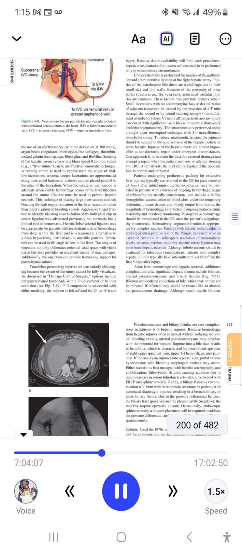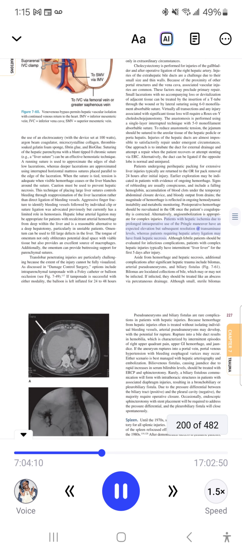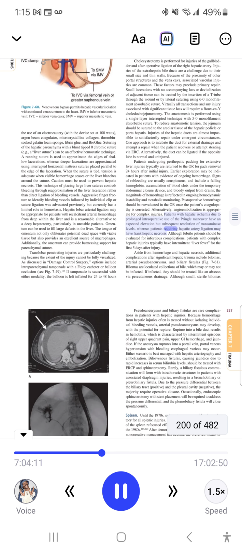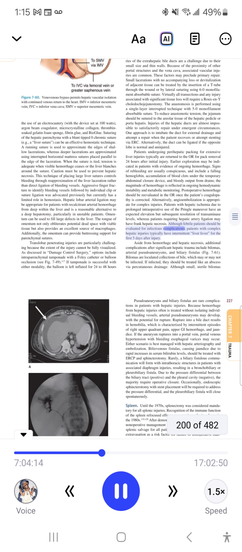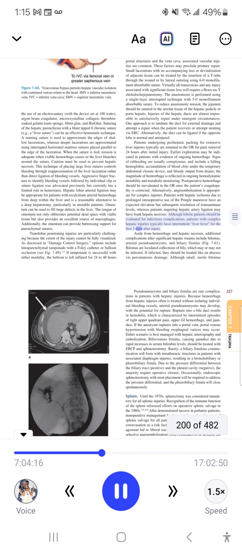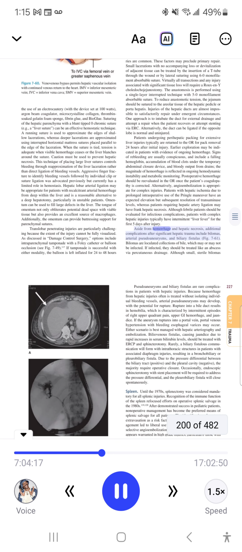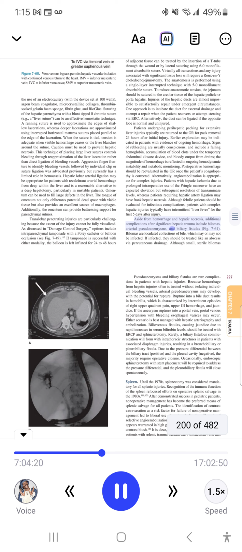Patients with hepatic ischemia due to prolonged intraoperative use of the Pringle maneuver have an expected elevation but subsequent resolution of transaminase levels, whereas patients requiring hepatic artery ligation may have frank hepatic necrosis. Although febrile patients should be evaluated for infectious complications, patients with complex hepatic injuries typically have intermittent liver fever for the first 5 days after injury. Aside from hemorrhage and hepatic necrosis, additional complications after significant hepatic trauma include bilomas, arterial pseudoaneurysms, and biliary fistulas.